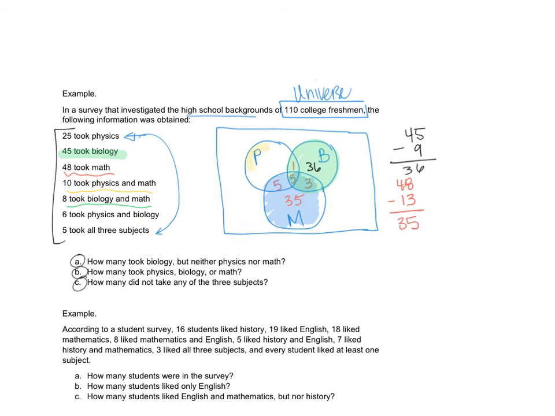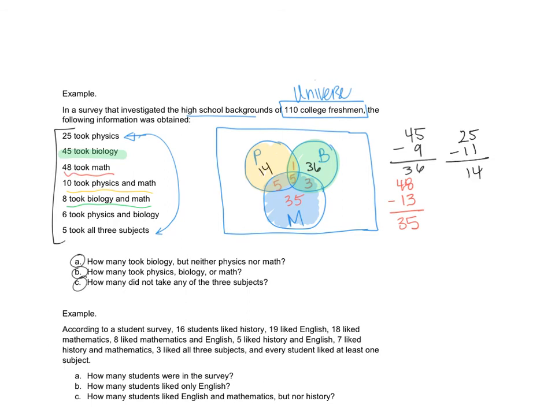Lastly, it says 25 people took physics, so that means there's 25 people living in that circle. Again, there's 11 already accounted for, right? There's 5, 5, and 1. And so if I take 25 physics students minus those 11 that are already hanging out because they're taking other subjects as well, then I'm going to end up with 14. So there'll be 14 people living in there.